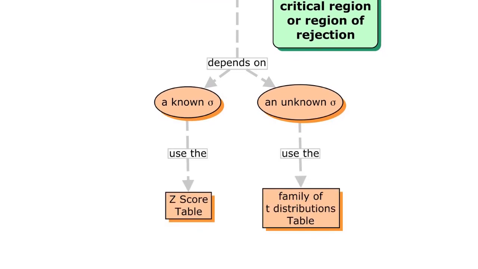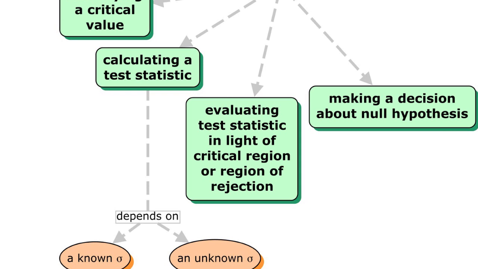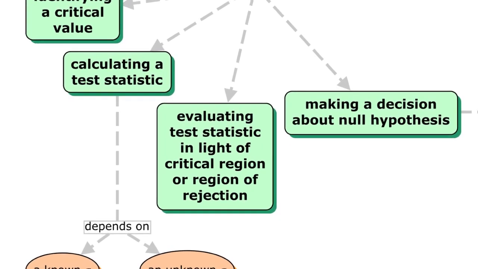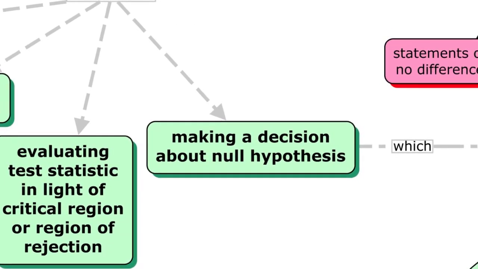In the case that sigma is known, we would then use the z-score table to calculate our test statistic. If we don't happen to know sigma, then we need to refer to the family of t-distributions in order to calculate the test statistic. We then need to do a comparison, or to evaluate the test statistic in light of the critical region or the region of rejection. Either our test statistic falls in the critical region, or it doesn't fall in the region of rejection. Based upon that, we are then in a position to make a decision about the null hypothesis.